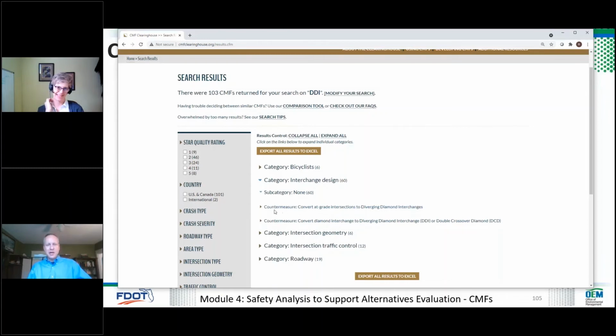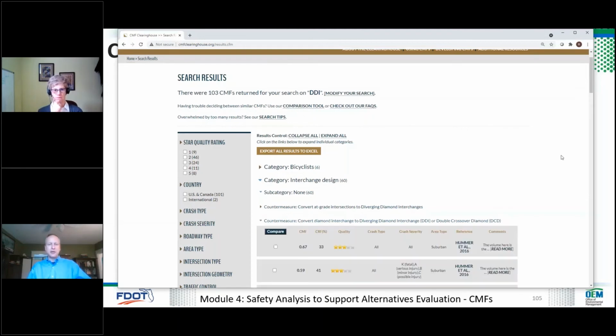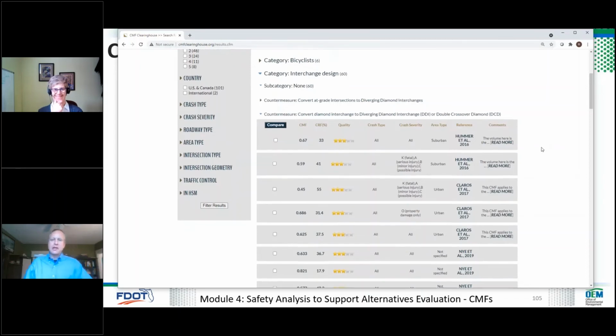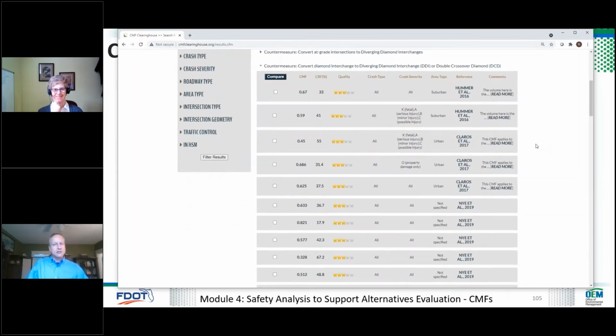Okay. Now look at this first one right here, countermeasure: convert at-grade intersections to diverging diamond interchanges. Well, I don't have an at-grade intersection. This isn't me. So I'm going to go past this one. This one is convert diamond interchange to either DDI or double crossover diamond. So this is me. I want these 58. So I've gotten rid of 2. And I open this up and I think, okay, where do I start?